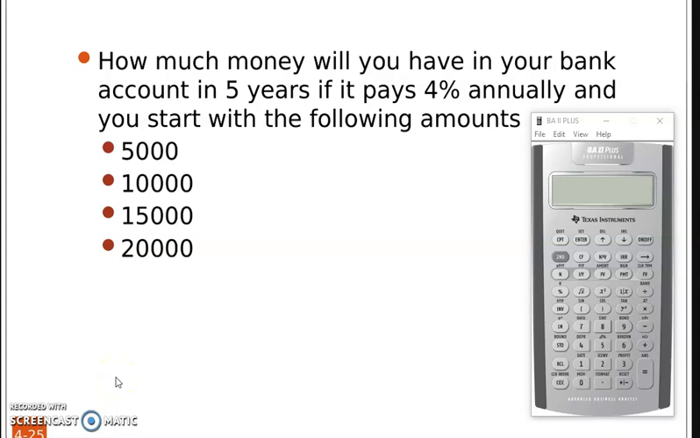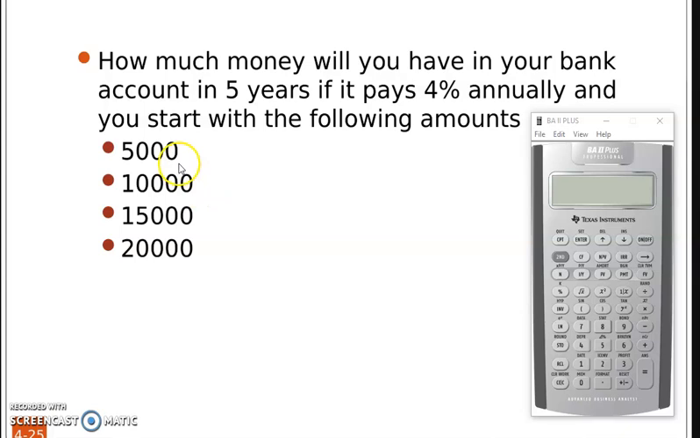This question asks, how much money will you have in your bank account in 5 years if it pays 4% annually and you start with the following amounts: $5,000, $10,000, $15,000, and $20,000. When you look at these values, they are all lump sums. They all are made today at time period t equal to 0. We don't have regular payments or annuities, so our PMT will be equal to 0.